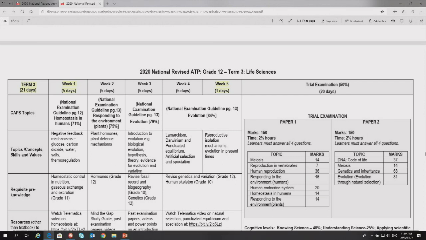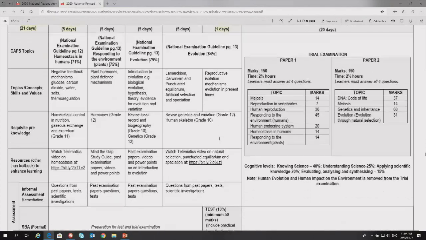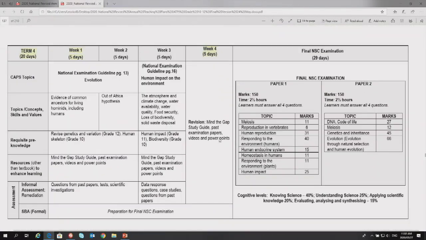Then, starting with evolution: the theories, the ways, and then of course natural selection, speciation, as well as reproductive isolation. It is allocated 2 weeks, but now it becomes important. I will show you, that is why I say gaining weeks, because the suggested time frame was that in the 4th term, you should carry on and then do human evolution in the 4th term.